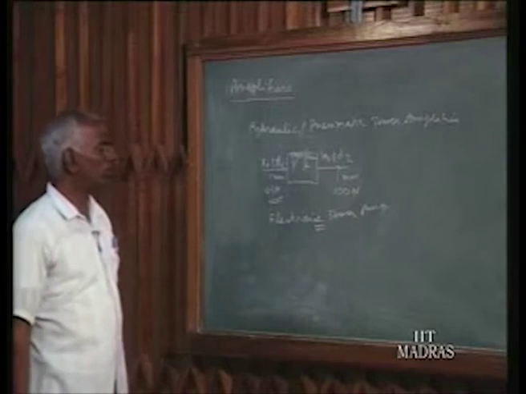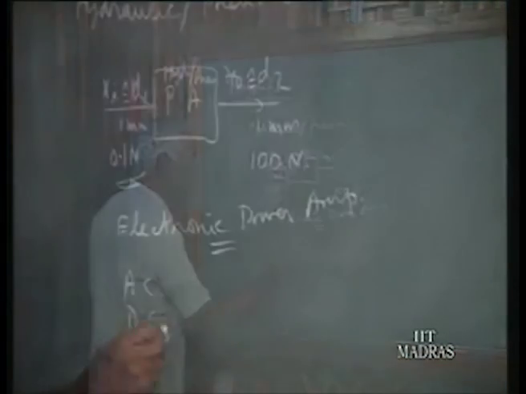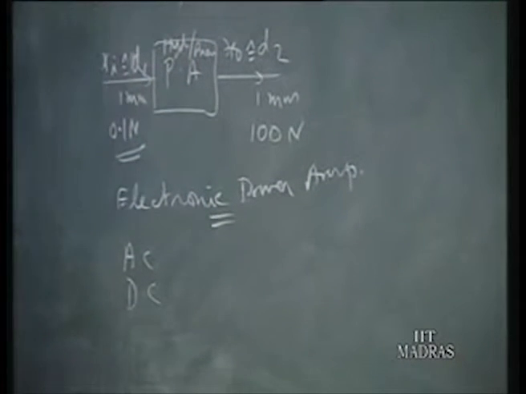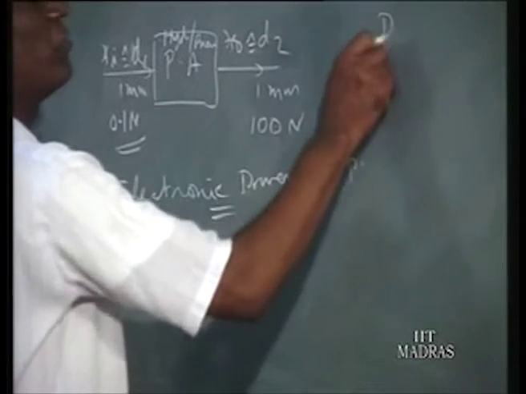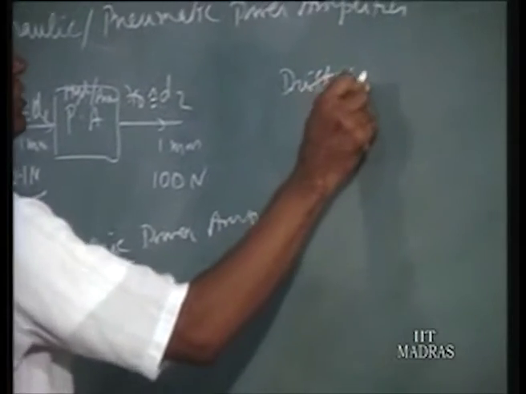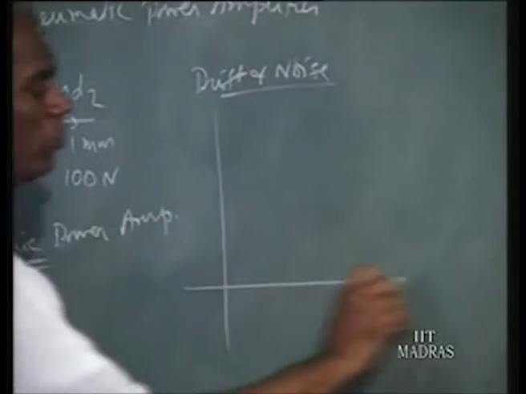Under this, we have many power amplifiers: AC amplifier and DC amplifier, charge amplifier and impedance transform amplifier. So many amplifiers are there, but the main common problem of all these amplifiers is drift and noise. These are the common problems in any amplifier. By this diagram you can understand.